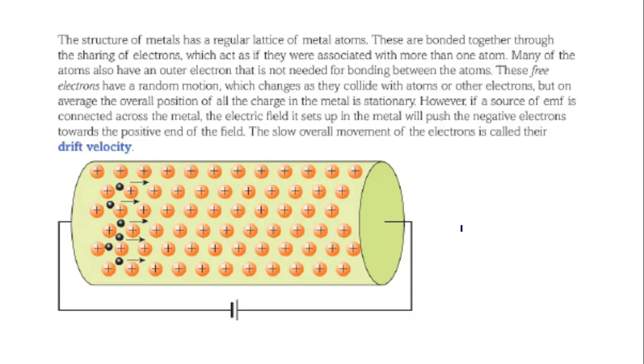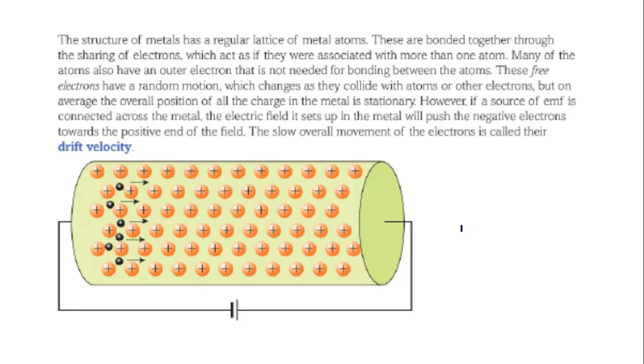So what happens is that whenever I apply a potential difference along a piece of metal, one end will become negative, the other end will become positive. There will be an electrical field, right? Because one end is negative, the other end is positive. There will be an electrical field.